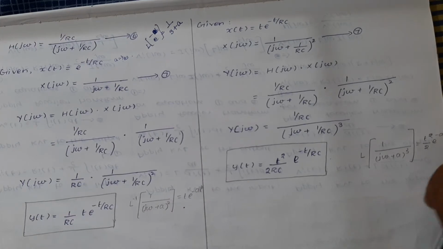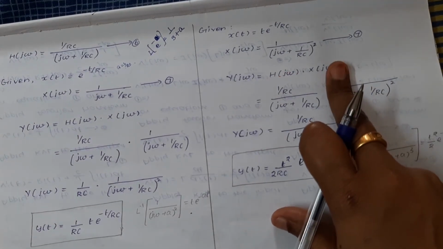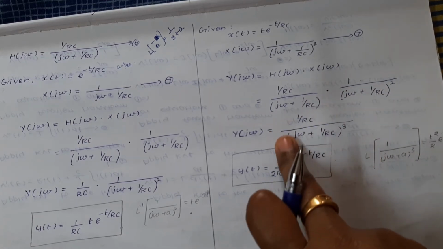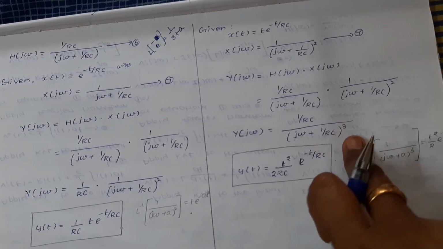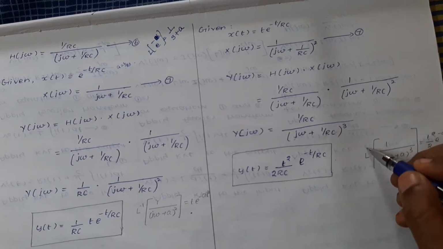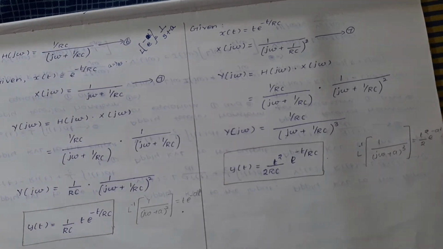Now in the other question also we get h of j omega and x of j omega. Multiplying these two values, you get 1 by j omega plus 1 by RC the whole cube. The inverse Fourier transform of 1 by j omega plus a the whole cube is t squared by 2 into e power minus at. So you get this value.